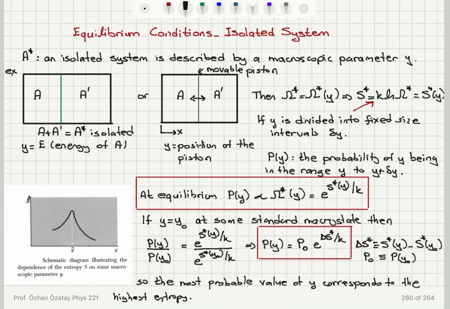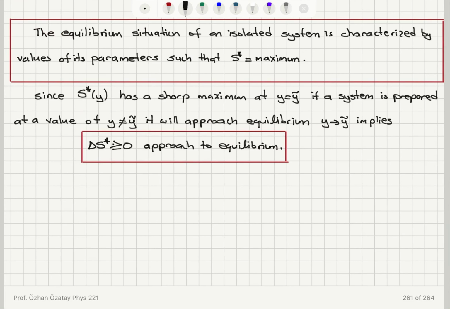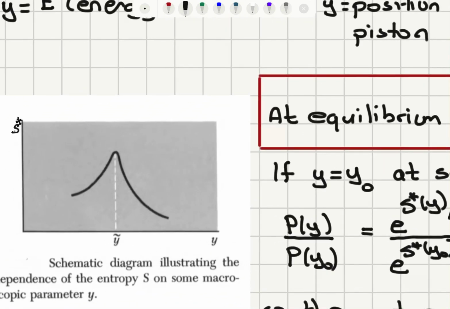And at equilibrium, the probability of having a certain value of y is proportional to the number of accessible states at that value for the isolated system, which is the exponential factor of S star divided by k, the Boltzmann constant. If you have a standard macro state y0, the probability of having this value of y is p0 multiplied by the exponential of the change in entropy divided by k. So the most probable value of y corresponds to the highest possible increase in entropy, so the equilibrium situation will be characterized by a maximum in the entropy. You can see here the most probable value of y will occur at this maximum, which is the equilibrium macro state.